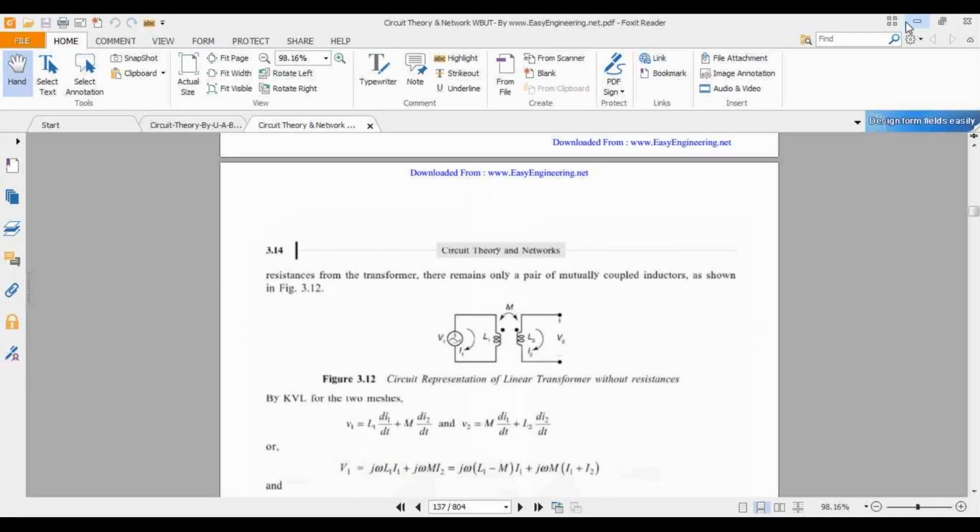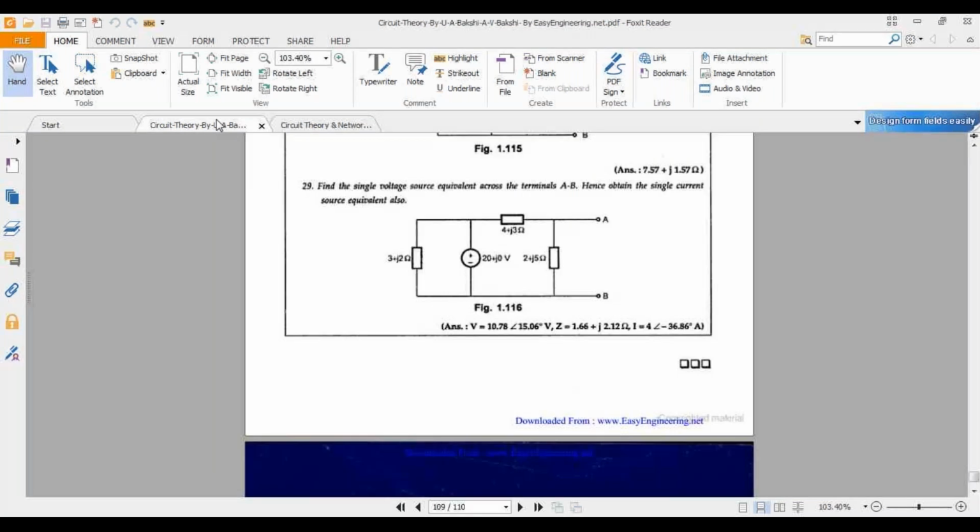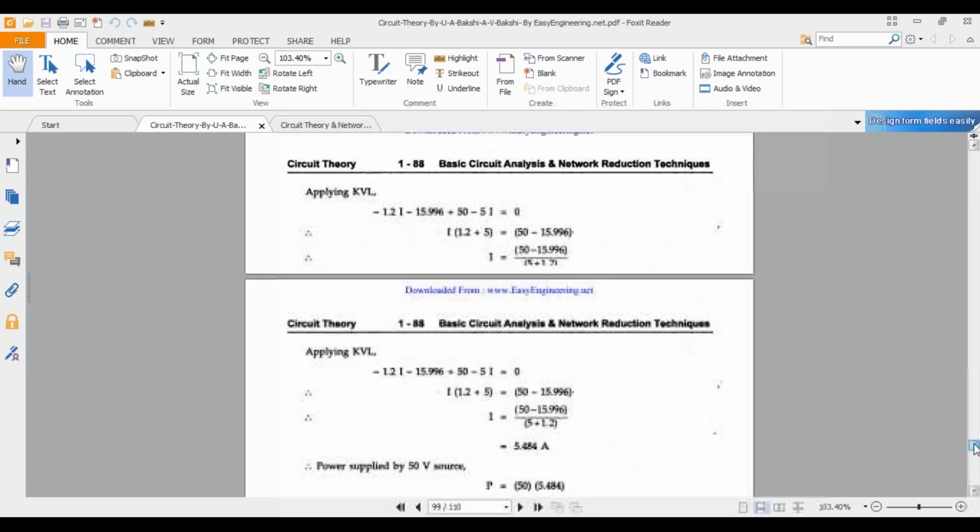Similarly here also we will start our case. We'll try to solve some problems on inductive and capacitive reactance and their effects. So we'll take some examples here.